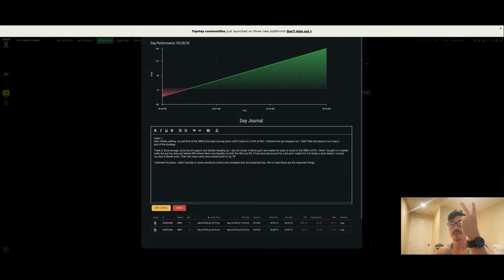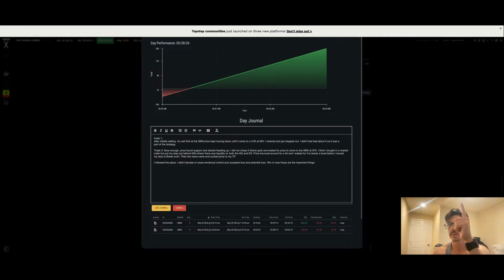Trade two, sure enough, price found support and started heading upwards. I didn't chase it, thank God. I waited for price to come down to the SMA, which is at 975. I think I bought a market order and put my stop just behind 950, where there was liquidity on both the ES and the NQ. Price bounced around for a bit and I waited for it to break level before I moved my stop to break even. Then the news came and sucked my price to TP.